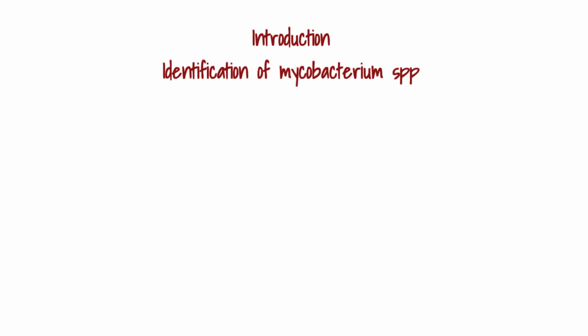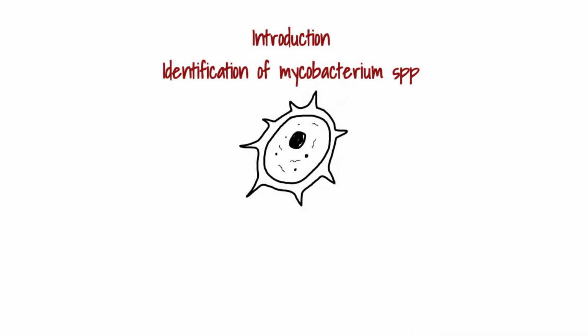mycobacterium species, because they have a unique cell wall structure and are not well identified by Gram staining. This is because they have a thick wax material that resists staining, but they also resist decolorization by strong acid such as acid alcohol.